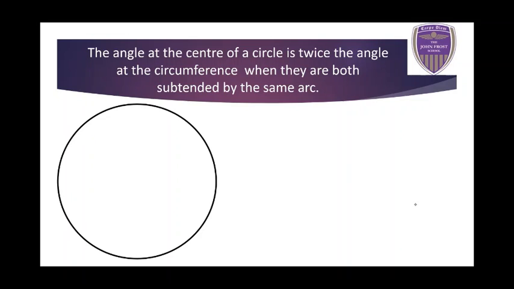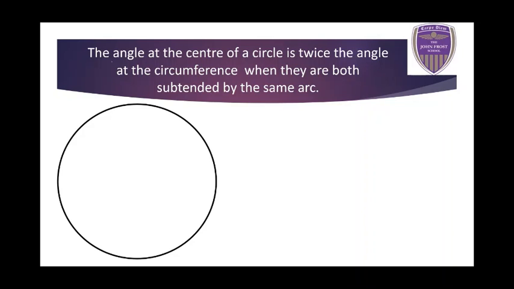So the first circle theorem we're going to look at, the full definition, or the full proof, is the angle at the center of a circle is twice the angle at the circumference when they are both subtended by the same arc. Now that's a bit of a mouthful, and you don't need to actually remember this definition, but you do need to know how to use the rule. So first of all, let's actually show you what this rule means.